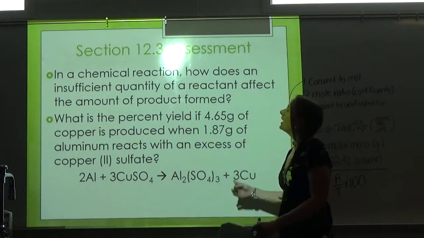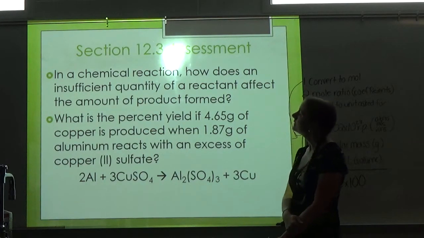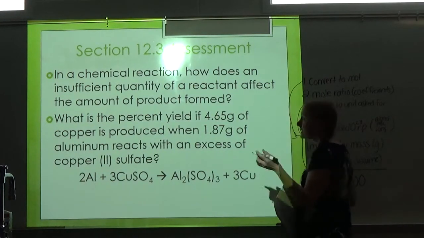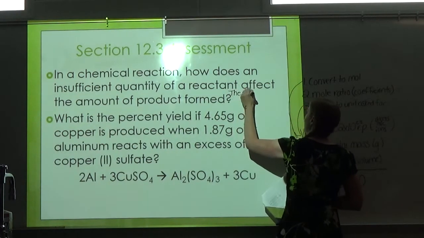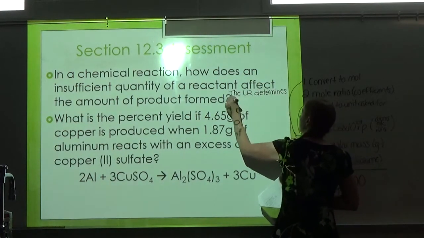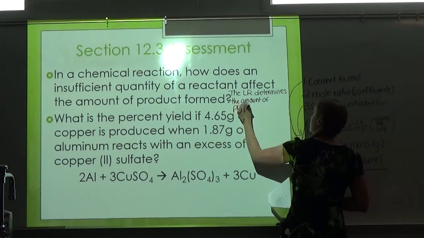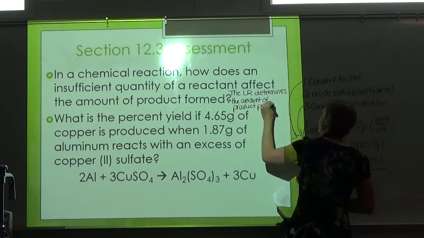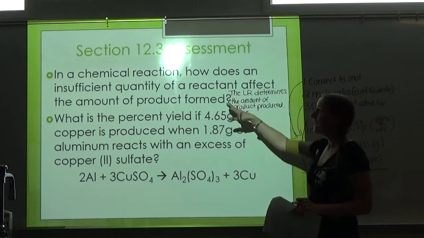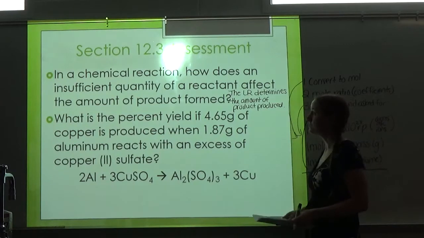My gosh. All right, in a chemical reaction, how does an insufficient quantity of a reactant affect the amount of product formed? Well, remember, an insufficient quantity implies it's the limiting reagent. The limiting reagent determines the amount of product produced. So once the limiting reagent is out, like once it runs out, you can't make any more product. So that insufficient quantity, that limiting reagent, is what determines how much product you will produce.